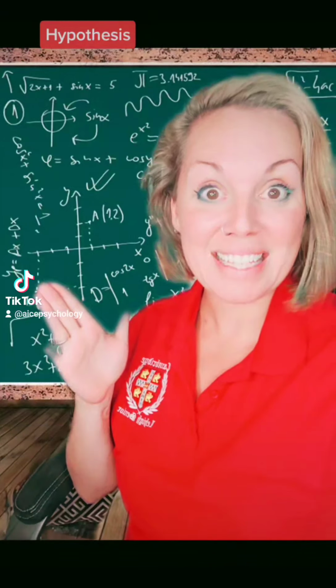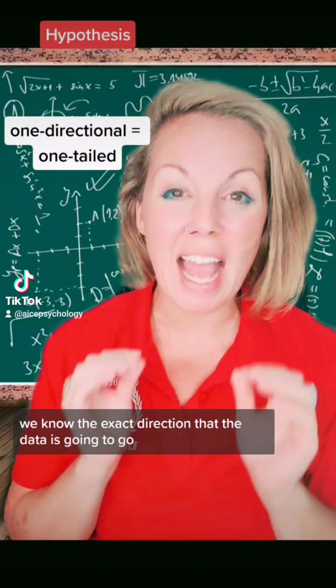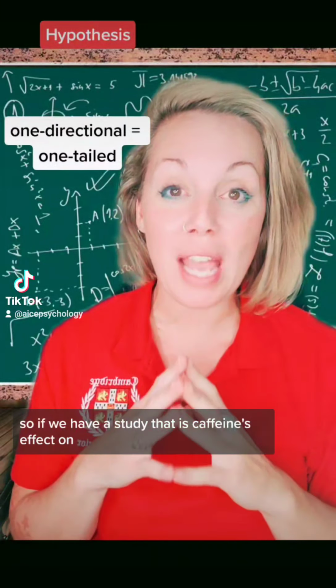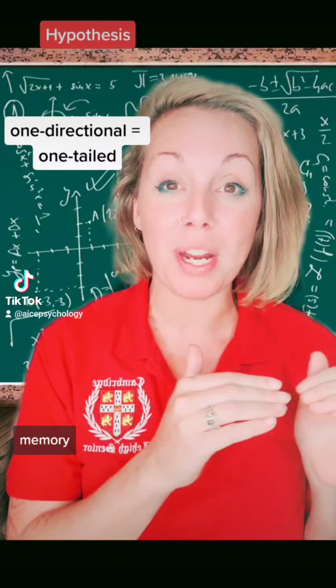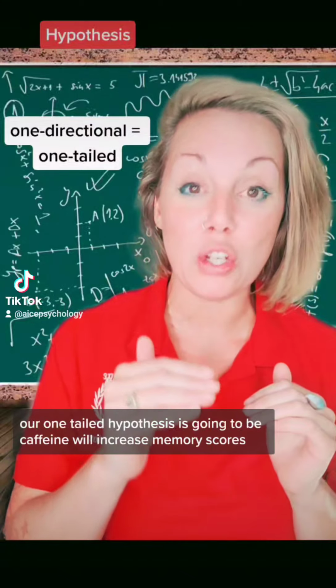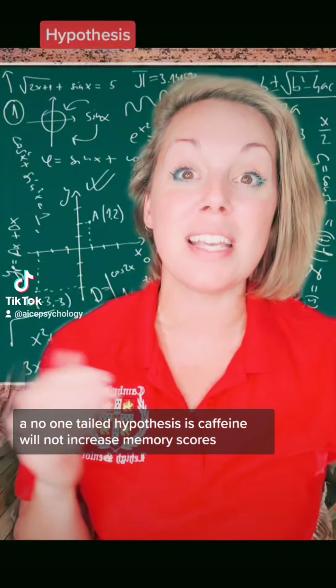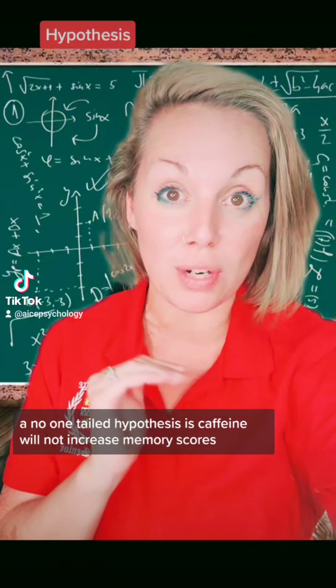All right, class. In a one-directional or one-tailed hypothesis, we know the exact direction that the data is going to go. So if we have a study that is caffeine's effect on memory, our one-tailed hypothesis is going to be caffeine will increase memory scores. A null one-tailed hypothesis is caffeine will not increase memory scores.